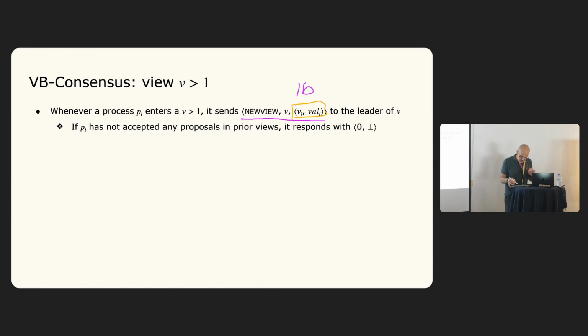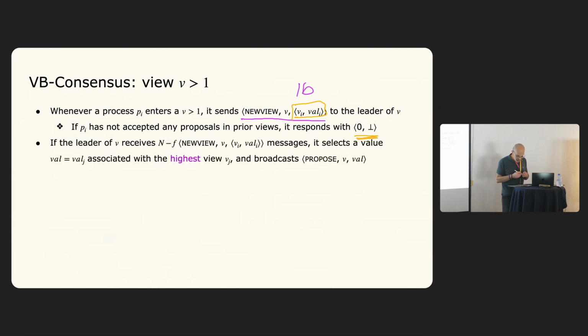This is just a remark that if I'm not aware of any prior proposals, then I just respond with something like this. So this indicates that it's my initial value. I'm not aware of any proposals, so I have 0 and some null value, bottom.